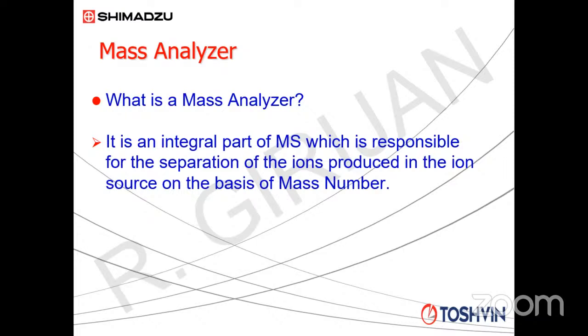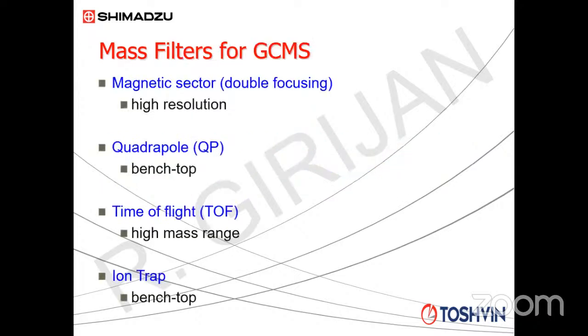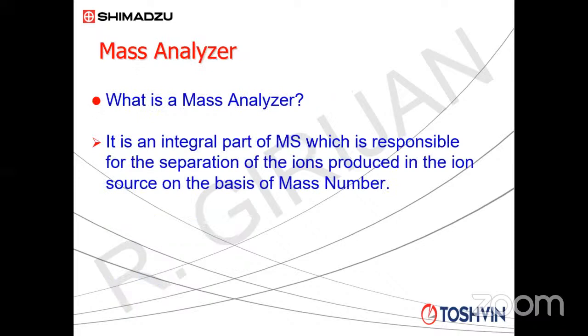And the next part of the system is your mass analyzer or mass filter. It is a very, very integral part of your mass spectrometer, which is responsible for the separation of the ions produced in the ion source on the basis of mass number. That means your sample has undergone ionization in the ion source. The ion source now contains many different ions, all having different mass numbers. They will be separated by this mass analyzer.